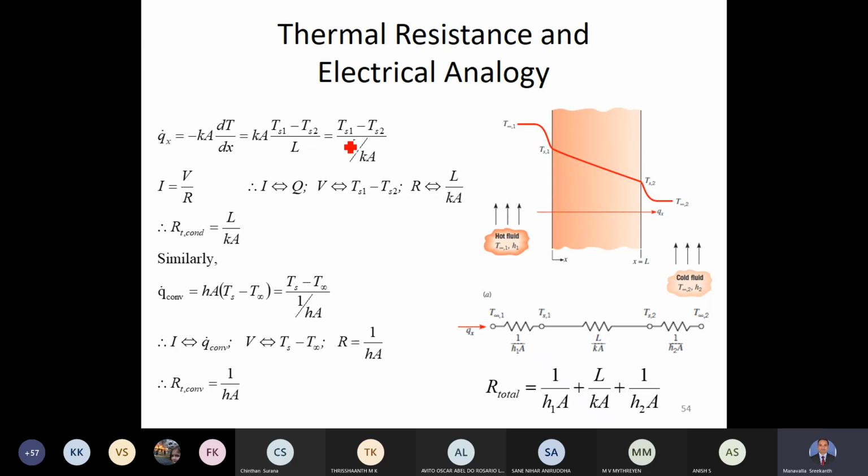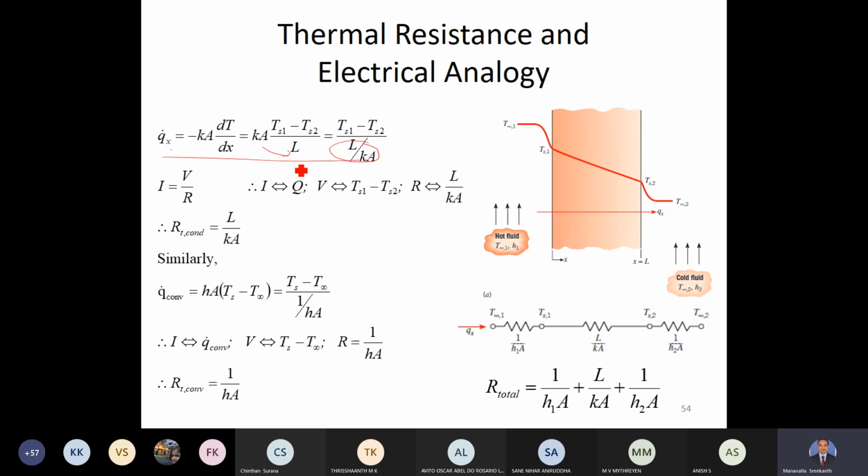There is nothing wrong in writing this because now we know the phenomenon and the significance of this negative sign. Now you bring this kA here, so this will become L by kA. So Ts1 minus Ts2 divided by L by kA. Now you imagine Q is heat flowing. Ts1 minus Ts2 is a temperature difference which is driving the heat transfer, and L by kA can be looked at as the resistance.